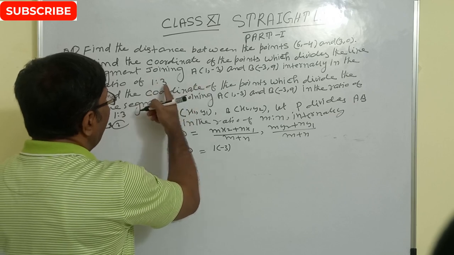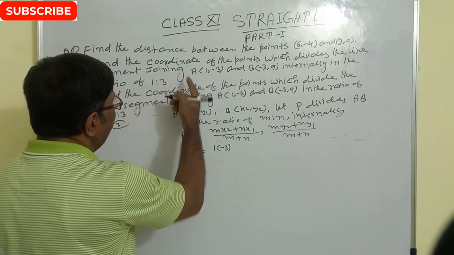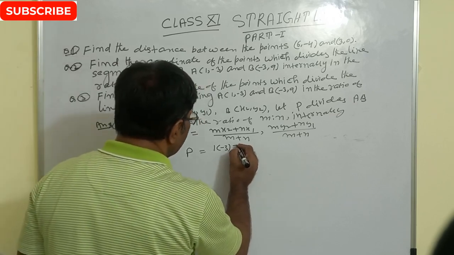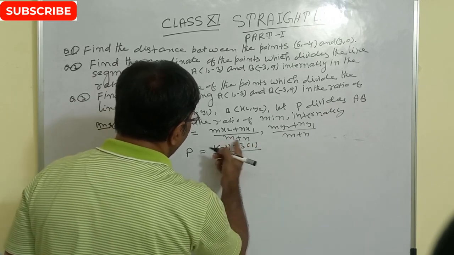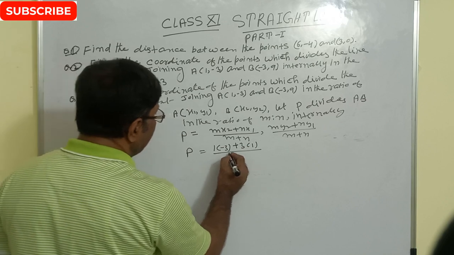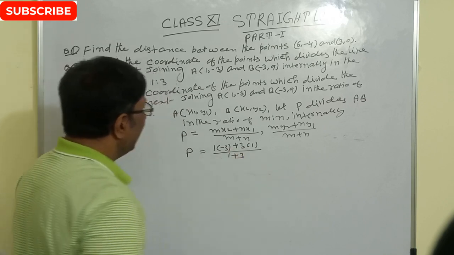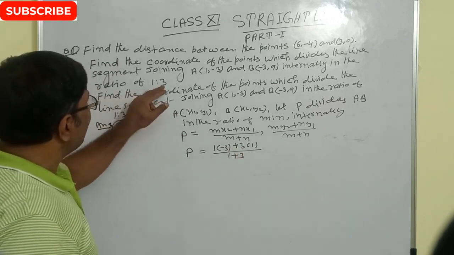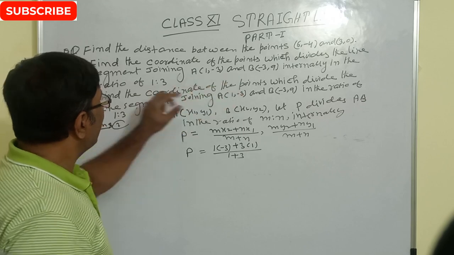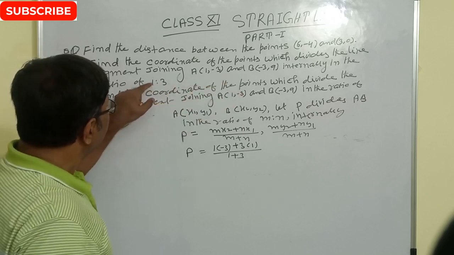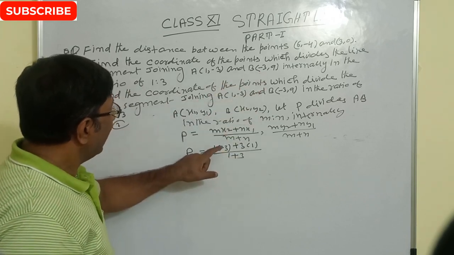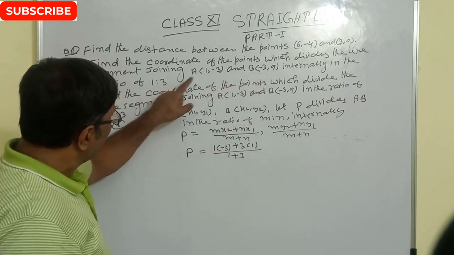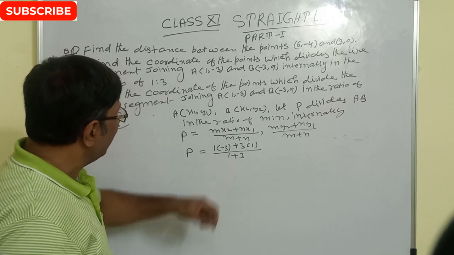This is mx2 and this is nx1. So this is 3 into 1, so this is plus 3 into 1. And here the sum of ratios, so 1 plus 3. Again you see this is 1:3, A and B, so this is m is to n. So this is m into x2, that is 1 into minus 3. In the same way, this is n into x1, 3 into 1, divided by 1 plus 3.